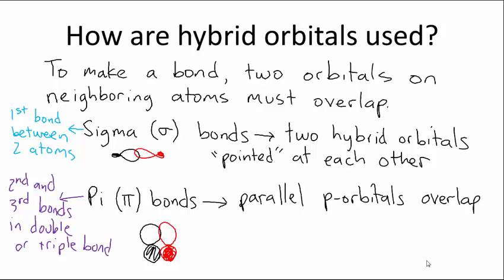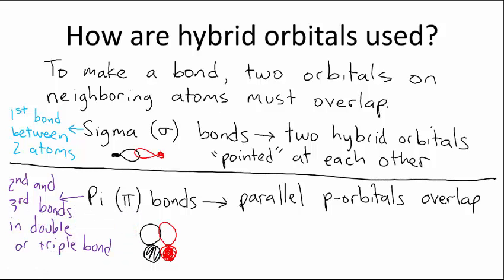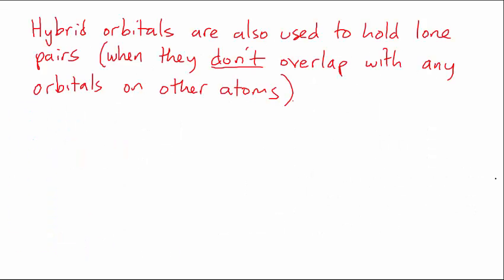Which is one, we have two different kinds of orbitals. We have hybrid orbitals and we have p orbitals, unhybridized p orbitals. And we use them in different ways. So hybrid orbitals are used for two different things. One, when they make sigma bonds. When you have a hybrid orbital on one atom overlapping with a hybrid orbital on another atom, it makes a sigma bond. Two, hybrid orbitals are used to hold lone pairs when they don't overlap with orbitals from any other atoms. All right, so those are the only two things when you identify the hybridization of an atom. The hybrid orbital should either be making sigma bonds or holding lone pairs.